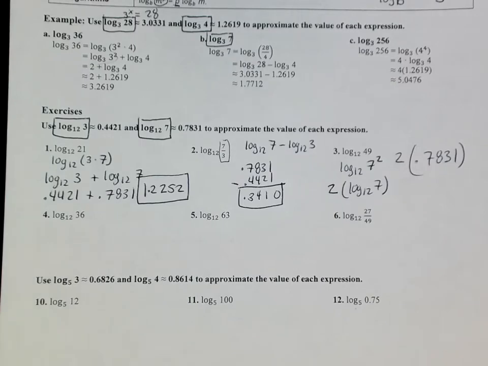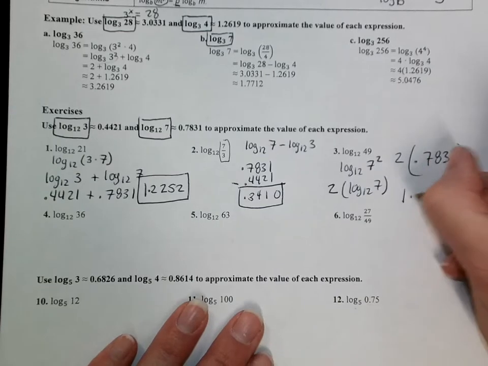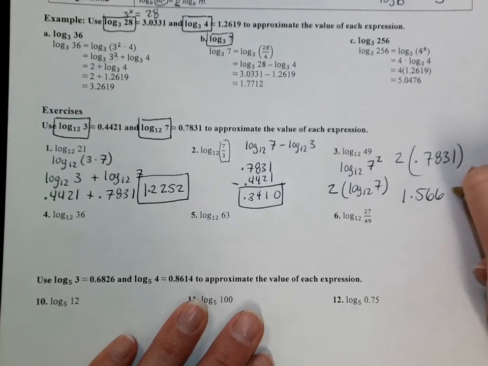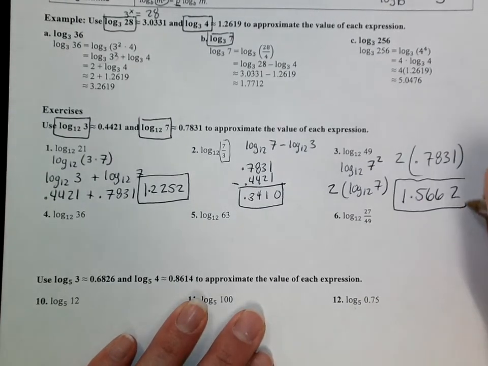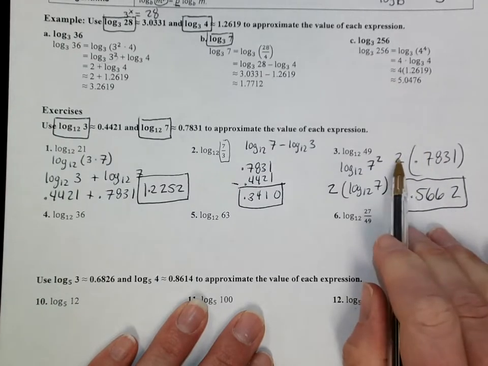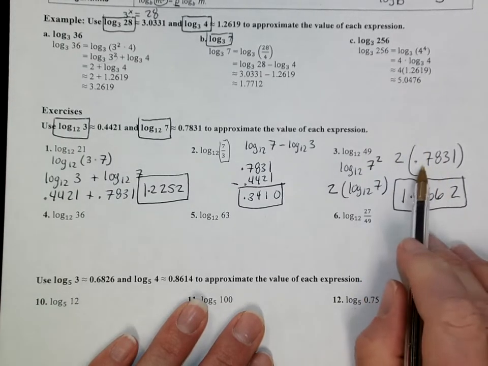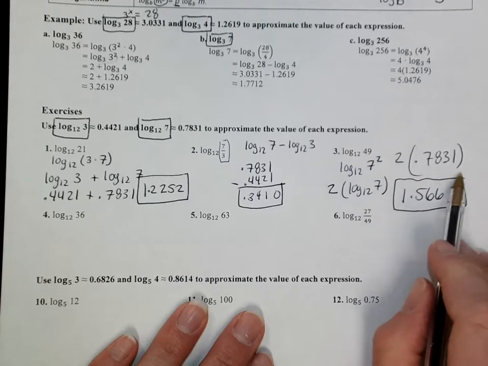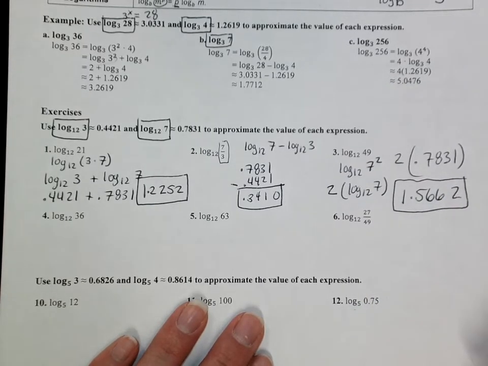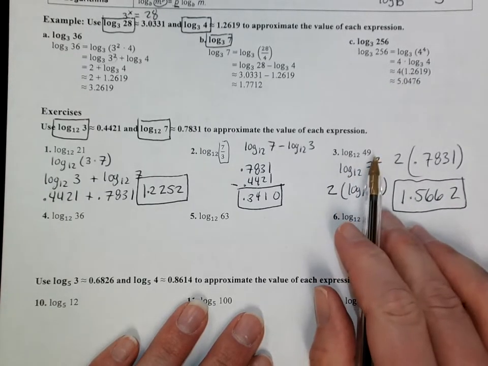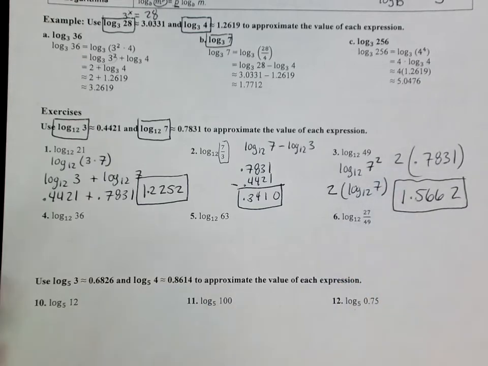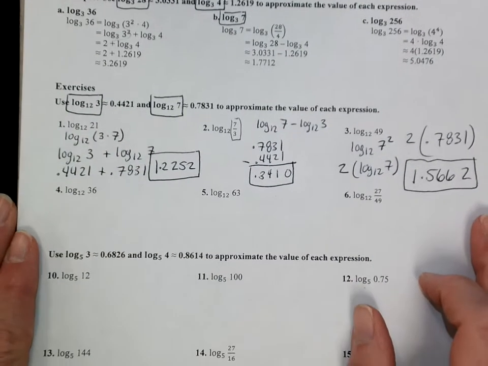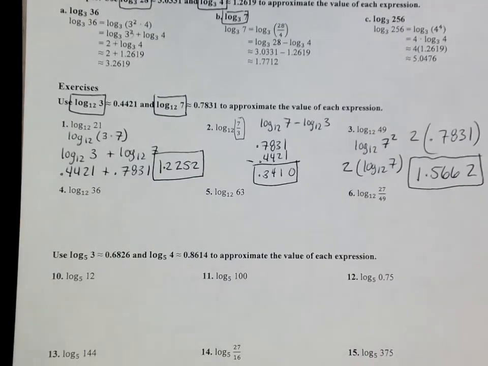Another thing you could do here, it might be annoying, but it might be easier on your test when you don't have a calculator, is knowing that 2 times that is just 0.7831 plus 0.7831. That's the same thing. I could have said instead of 7 squared that this is 7 times 7 and then just added those two together. Either one would work just fine. For the rest of these, I'm not going to simplify them. We'll just talk about how you would do it.